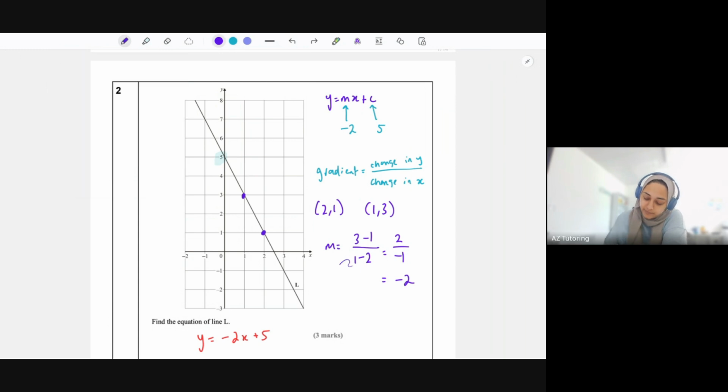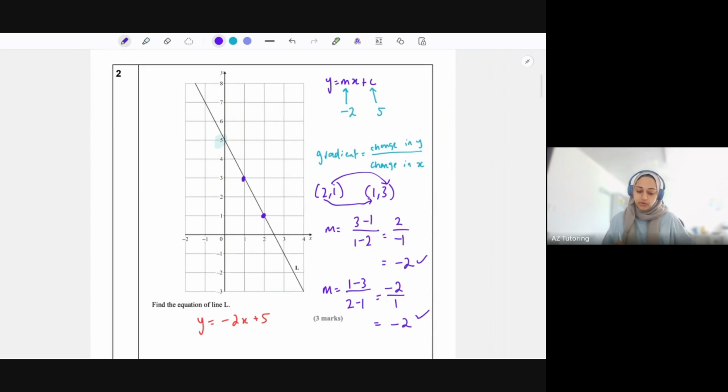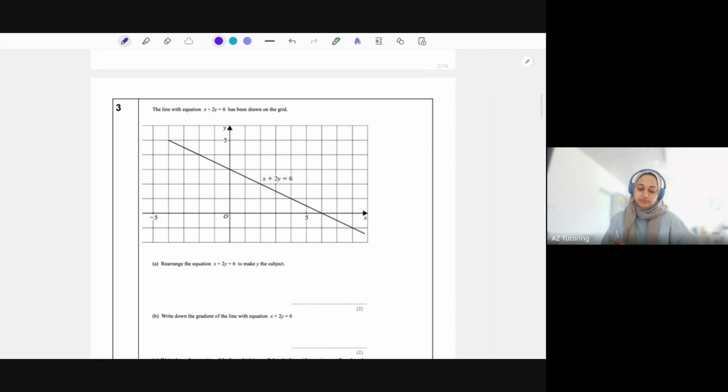If I did, for my gradient, 1 minus 3 this time, then for the bottom, I have to go the same way around. So I'm going to do 2 minus 1. Hopefully this does give us minus 2. 1 minus 3 is minus 2. And then 2 minus 1 is just 1. Minus 2 divided by 1 is just minus 2. So it's exactly the same answer. It doesn't matter which way you use. Okay, 3 marks for that one.